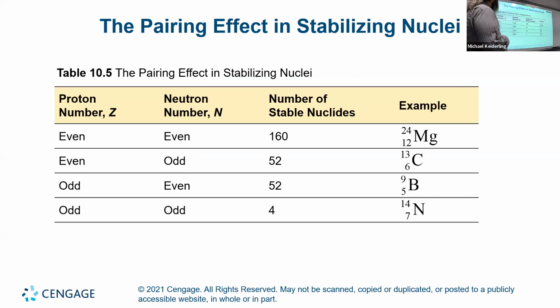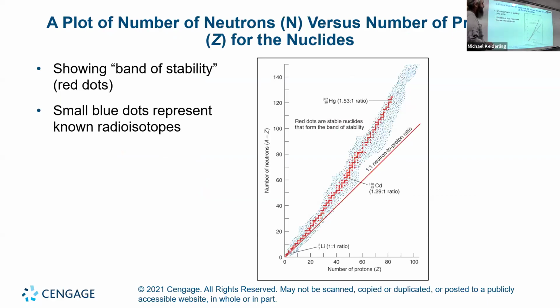Even has 160. And there's basically a band of stability. This is all the known nuclides. The red dots are the stable ones. So you can see this sort of middle band is the stable nuclei. And all the little blue dots are radioisotopes.